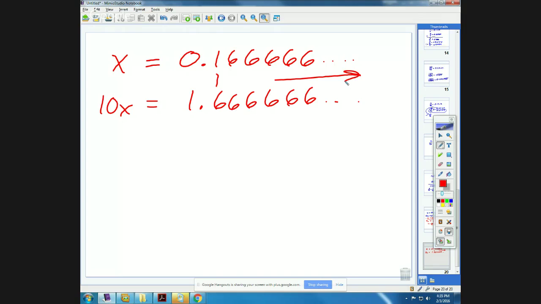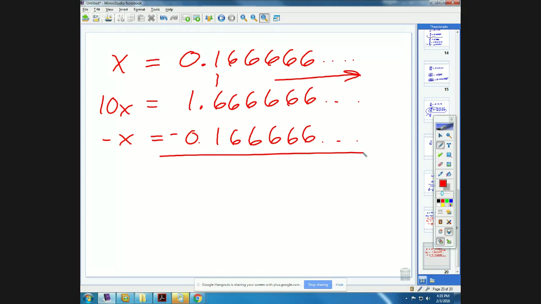Right, so what I'm going to do is underneath I'm going to write minus x, which is minus 0.16666. And so what I know is that since there's always a 6 out to the right there, all of these guys, when I subtract, are going to be zeros. Except when I get to here. What's 6/10 minus 1/10? 5/10. 1 whole minus no wholes.